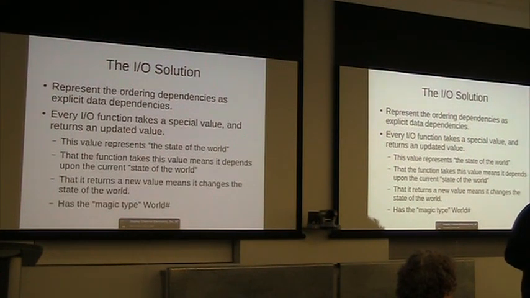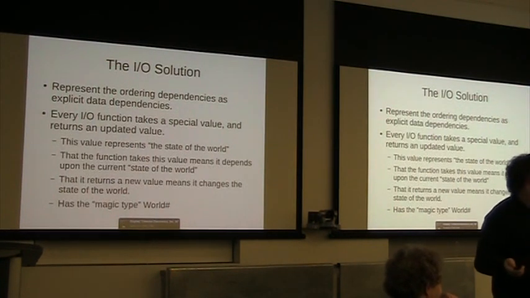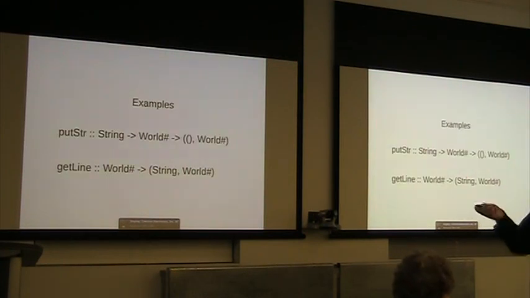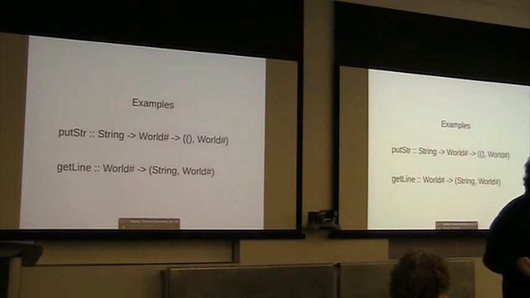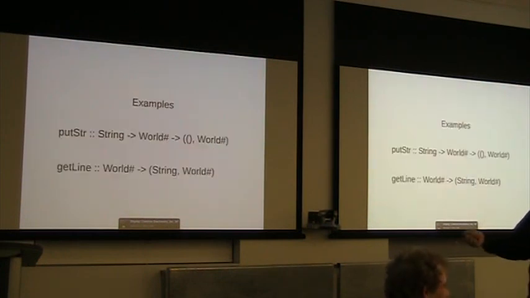So Haskell gives this magic value, the type World#. The pound just tells the compiler, don't screw with this type. Yes, that is actually the Haskell type. Now we can write putString, which just prints a string out. It takes a string and our value of the world, and it returns no data, it returns a unit, which is the equivalent of void in Haskell, and an updated world. By doing this we're saying we've changed the state of the world by printing something to the screen, which is causing photons to be emitted. Likewise, we can do getLine, which takes the state of the world and changes it because it's reading some input, and it returns the line input and an updated state of the world.